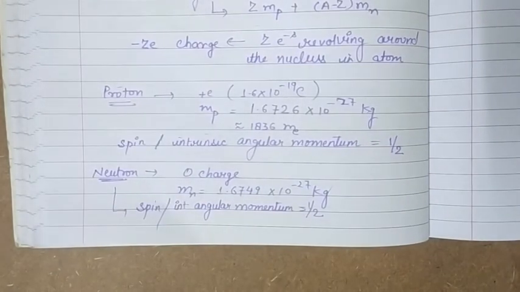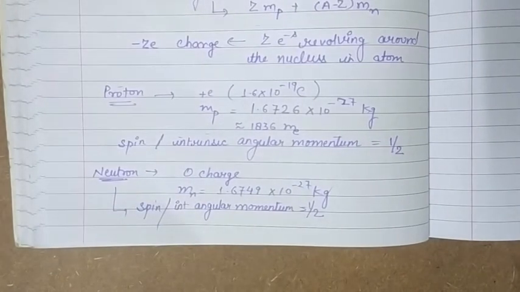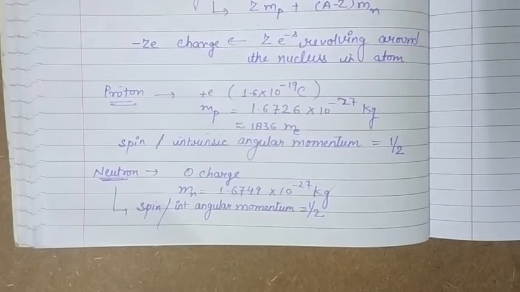And in spite of the fact that it is neutral, it also possesses a small magnetic moment. Although that moment is very small, it possesses a small magnetic moment in spite of the fact that it is a neutral fundamental particle. So these are the two fundamental particles which are present in the nuclei, and this nuclei is made up of them.